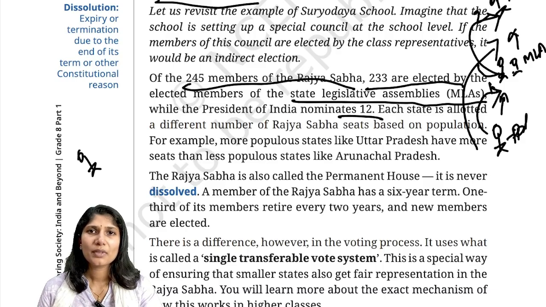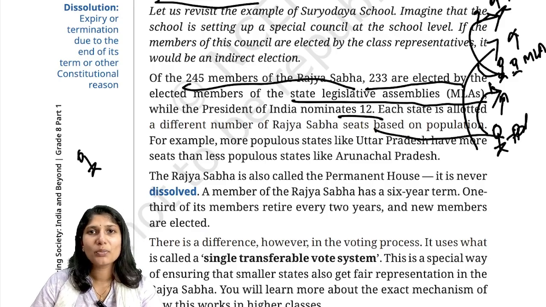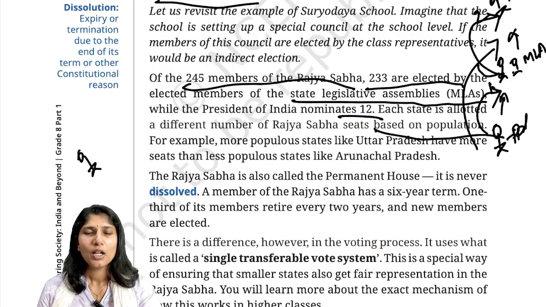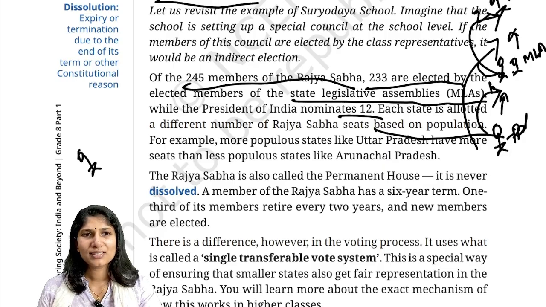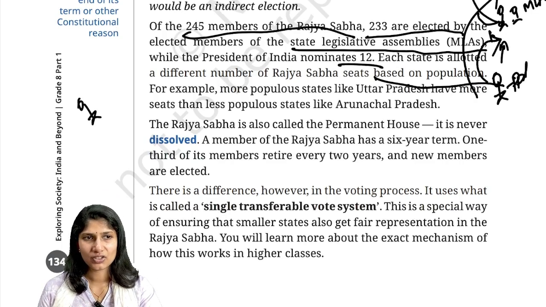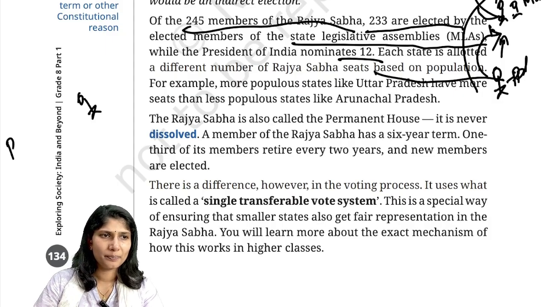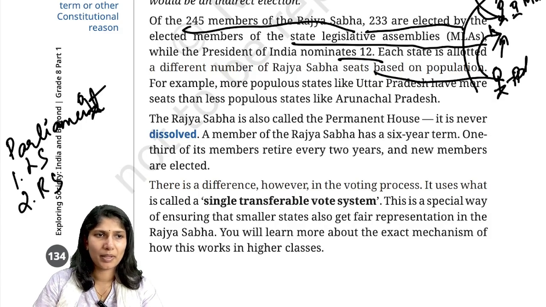So why the division of Rajya Sabha seats, or on what basis is it? It is based on the population of that respective state, which means a more populous state like Uttar Pradesh will have more seats in Rajya Sabha. A less populous state like Arunachal Pradesh will have fewer seats in Rajya Sabha. Now, Parliament comprises Lok Sabha and Rajya Sabha.